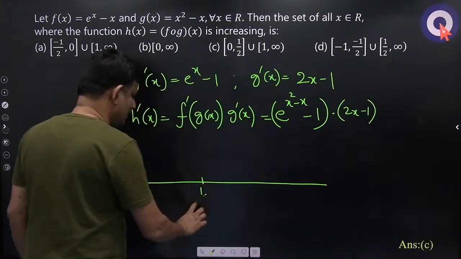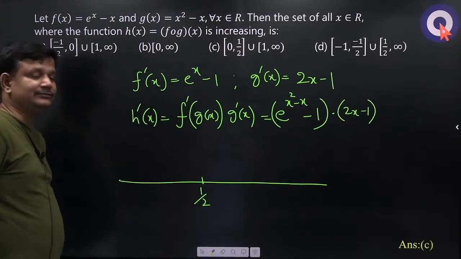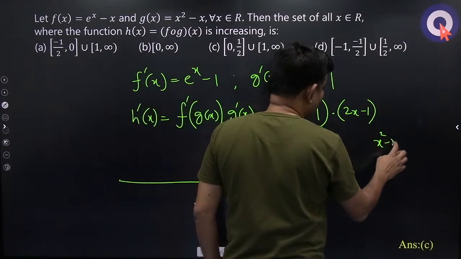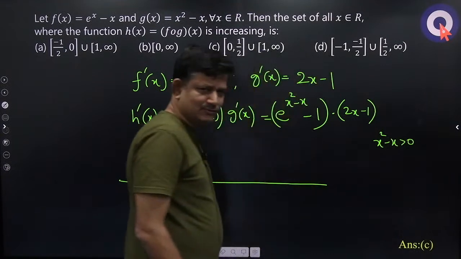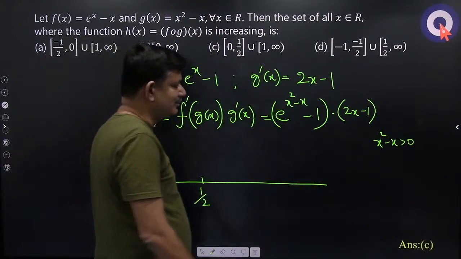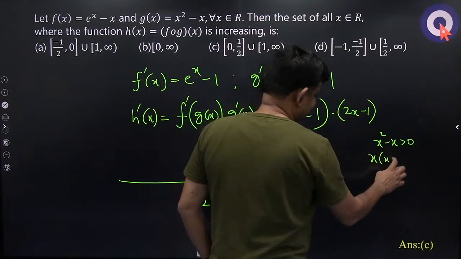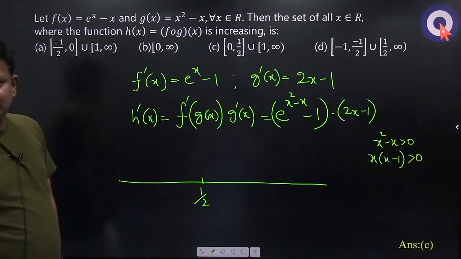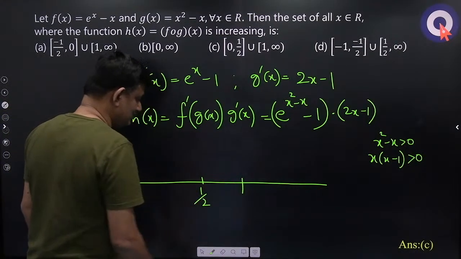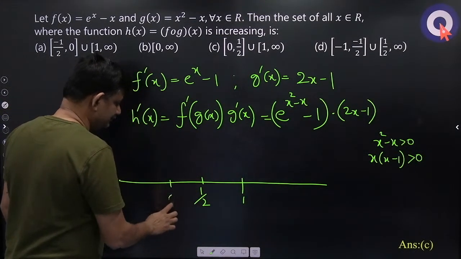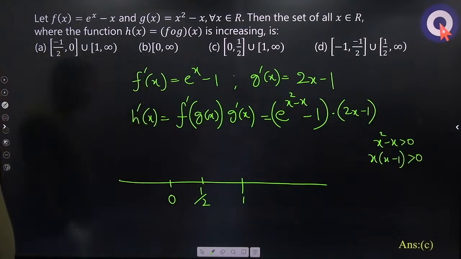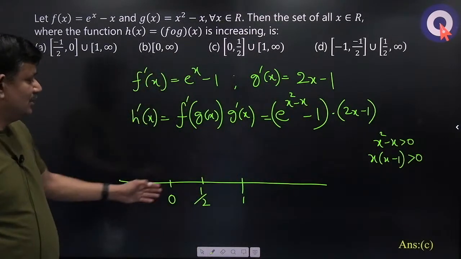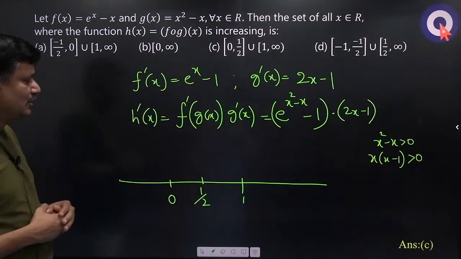So cut the number line at half. It also depends on x square minus x, whether it is greater than 0 or less than 0. When will x square minus x be greater than 0 and when will it be less than 0? It is x into x minus 1. Between 0 and 1, it will be less than 0. So cut the number line at 0 and 1. So this whole thing will depend on 0 and 1, and that thing will depend on 2x minus 1.